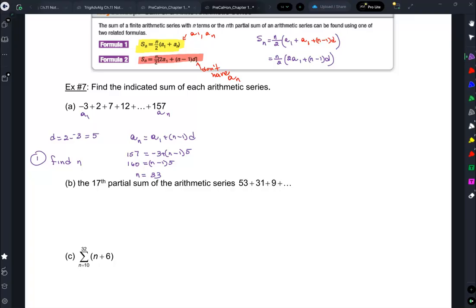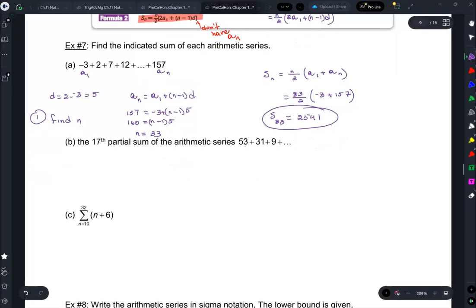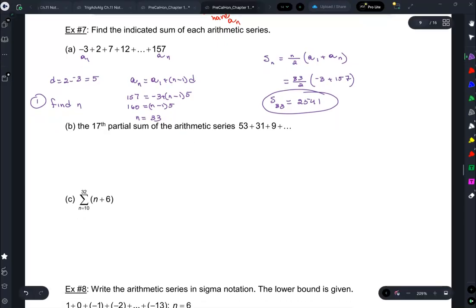Okay? So what's S sub n? N over 2 times a1 plus an: 33 over 2 times negative 3 plus 157. This is actually S sub 33 because there are 33 terms you're adding, and it's 2541. Most of the concepts are pretty straightforward. I think the second differences and stuff like those are where things get a little more complicated.